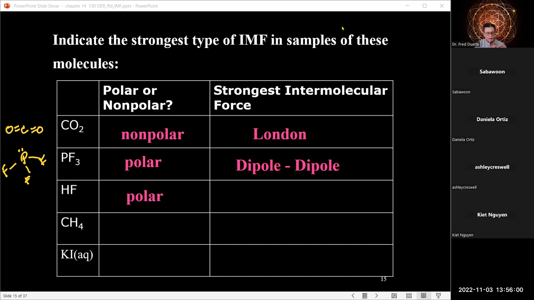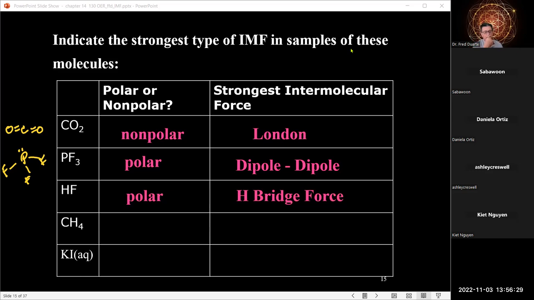And remember, for hydrogen bridging, there are only three types of compounds that have it, and those are hydrogen bonded to nitrogen, oxygen, and fluorine, of which this is one. Okay, so therefore, the force that HF has is the hydrogen bridging force.